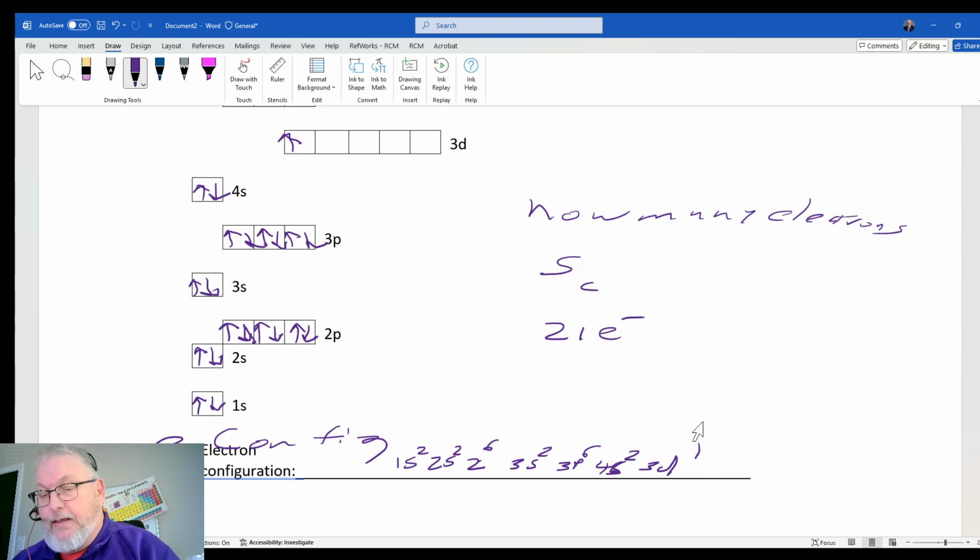Anyway, I think you guys can do well. Know where these things are at on the periodic table. Know how to find where the S2 configurations are. We looked at those at the very end.